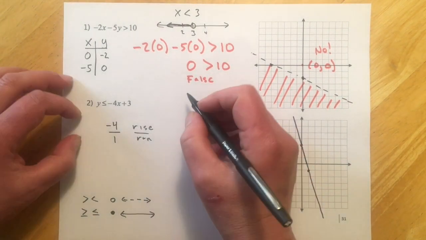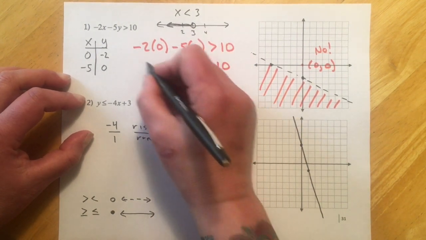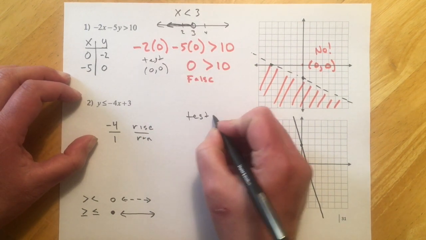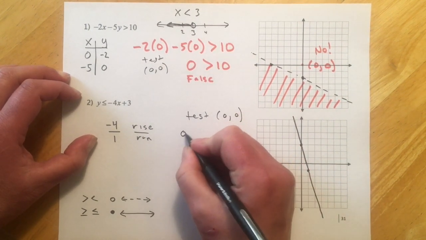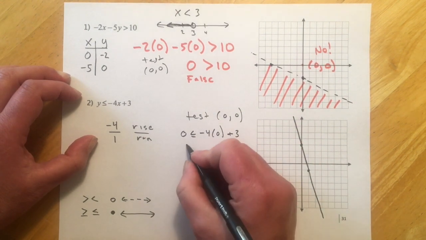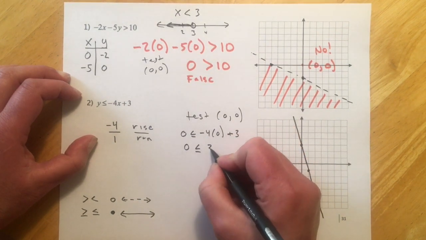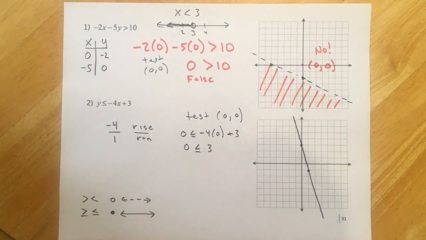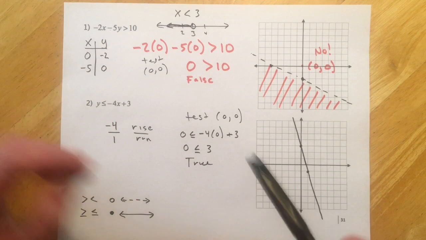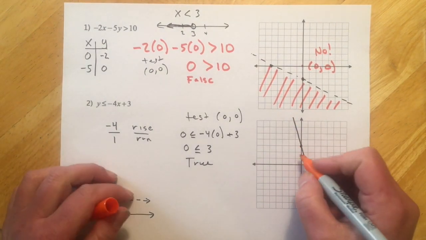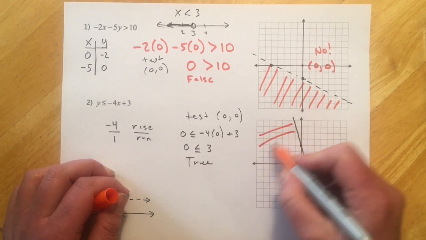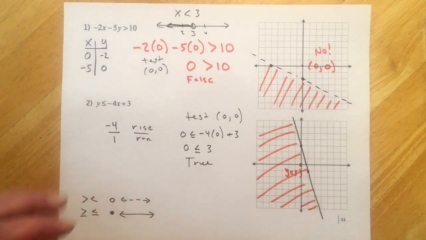And then we have to figure out which side to shade. So I'll put in 0, 0 like I did up here. So that's what I'm gonna do here again, is test 0, 0. So 0 is less than or equal to -4 times 0 plus 3. So 0 is less than or equal to, that drops out 3. And so 0 is less than or equal to 3. Yep, 0 is less than 3, so that is true. And that means we're going to shade the side with 0, 0. So this time I tested this and, yes, that did work. So I shade with the 0, 0.